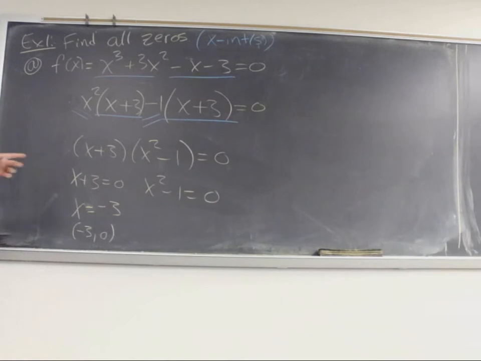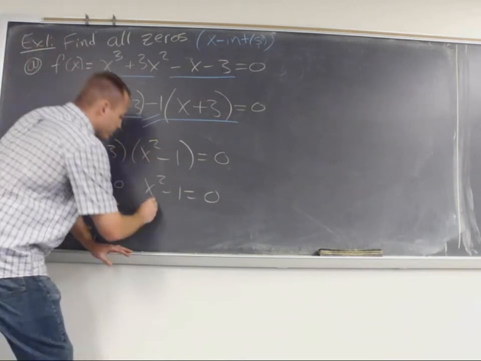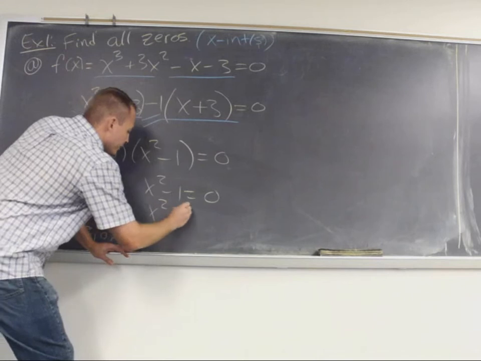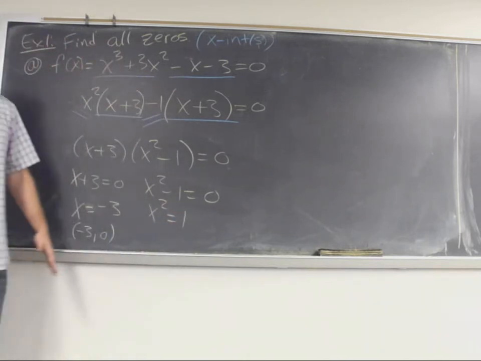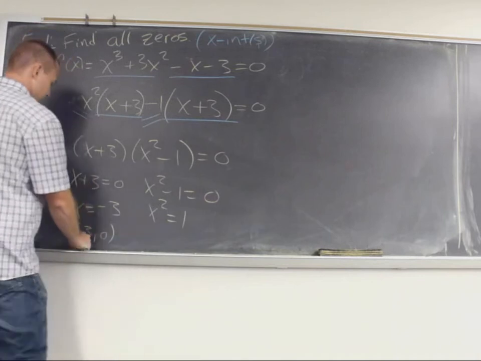And then on the right, to get x by itself, we add 1 to both sides. So we get x squared is equal to 1. And so we have to square root both sides.